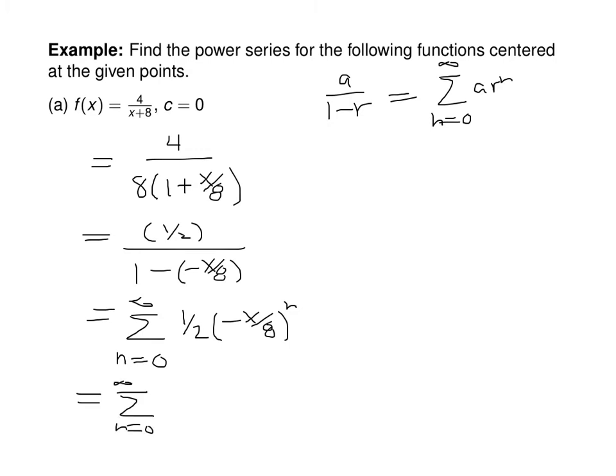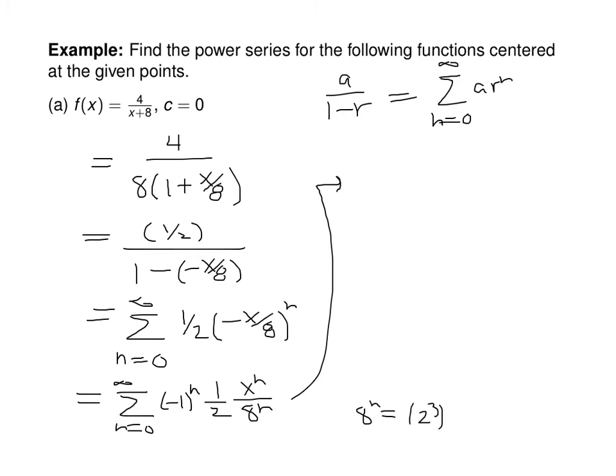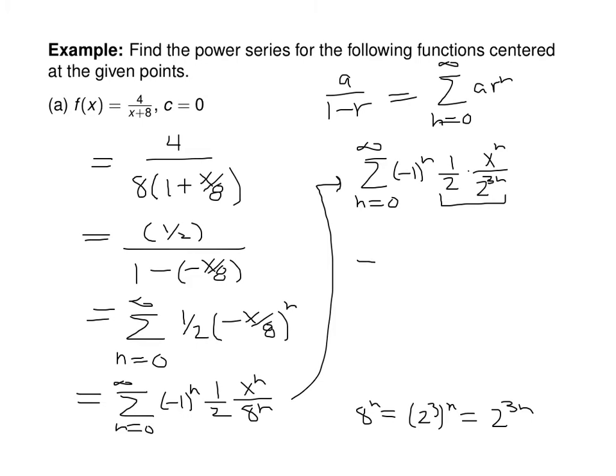Zero to infinity. Okay, so we'll have negative 1 to the n, 1/2 x to the n over 8 to the n. And just so you're aware, notice that 8 to the n is the same thing as 2 cubed to the n, or 2 to the 3n. So I can write this as the sum from 0 to infinity, negative 1 to the n, 1/2 times x to the n over 2 to the 3n. And then these two actually can be written as 2 to the 3n plus 1.